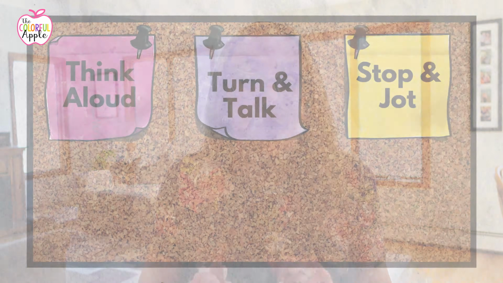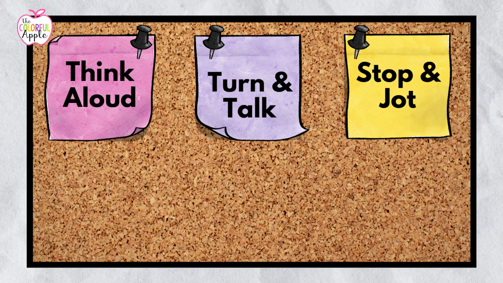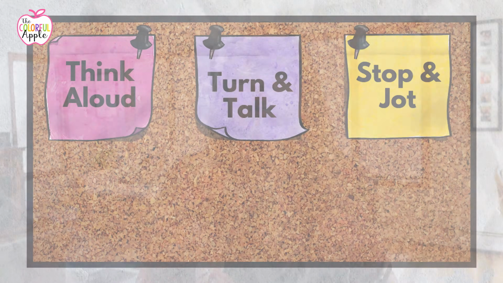The third engagement strategy is kind of two put together as one. This is stop and jot or stop and draw. This processing activity gives students the opportunity to answer questions by either writing it down or drawing a picture in response to a prompt that's given. This is a quick check for understanding, but it also promotes retention and comprehension.